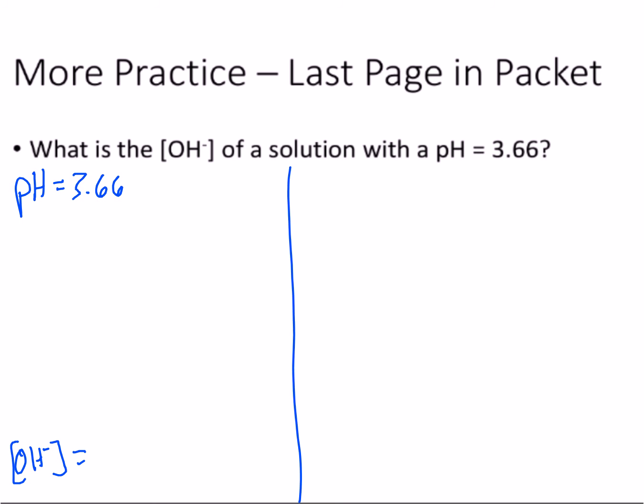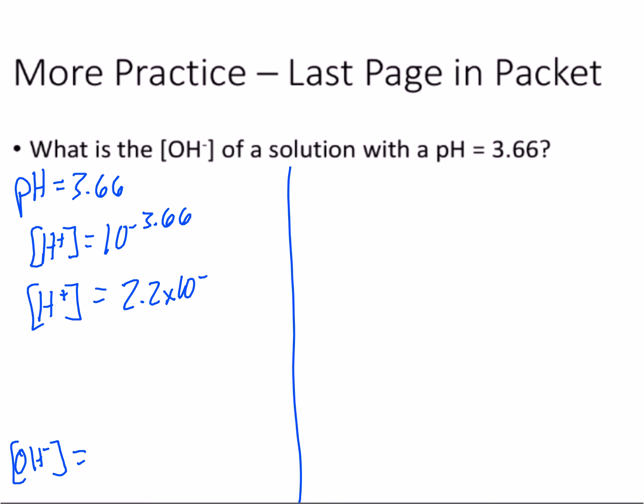3.66 is our pH. So this way, on the left I'm going to do Kw. So the first step I would need to do is to get H plus concentration. That's 10 to the negative pH, which is 3.66. When I do that, what do I get for my hydrogen ion concentration if anybody did that? Who did it this way? 2.2 times 10 to the minus 4 molar this way.